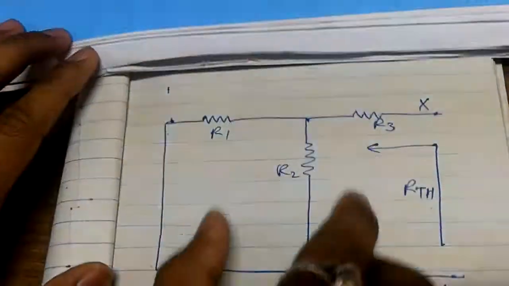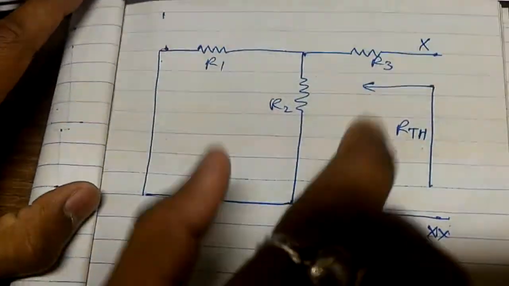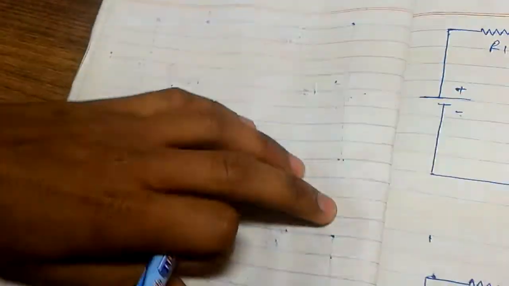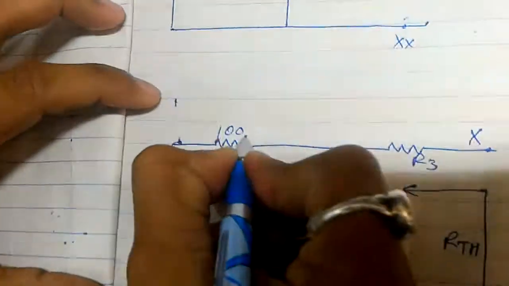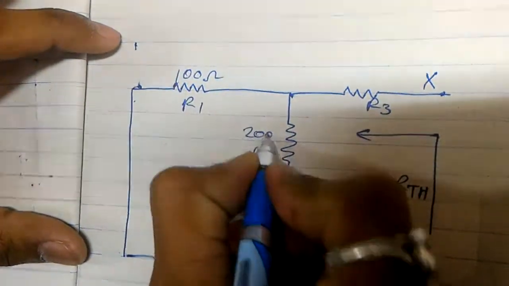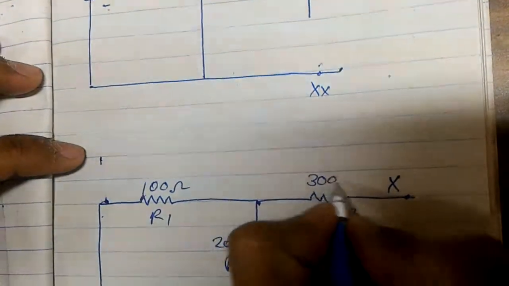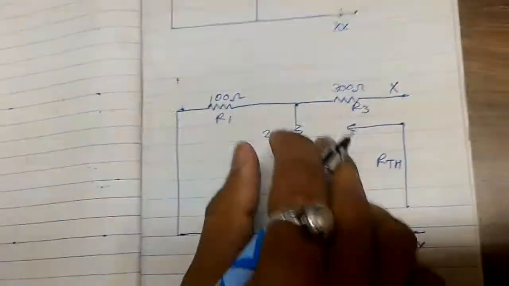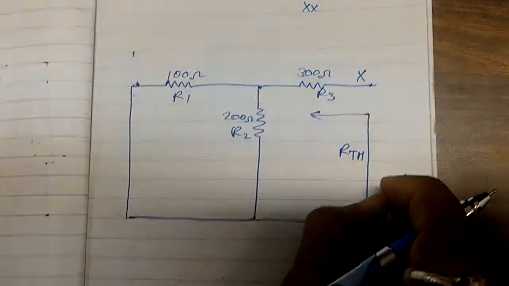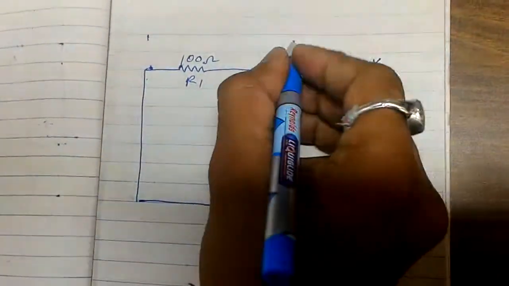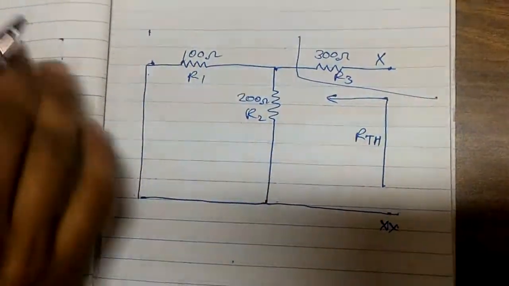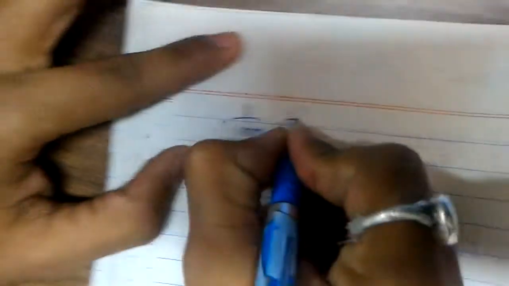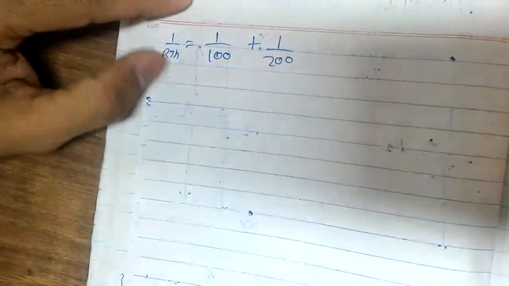So first we have to calculate the total resistance of the circuit, and for this we are going to do a calculation. Let's suppose here we have 100 ohm, 200 ohm and 300 ohm. Here is the open circuit when we calculate the resistance, so we don't need to consider this resistance here. Now these are in parallel.